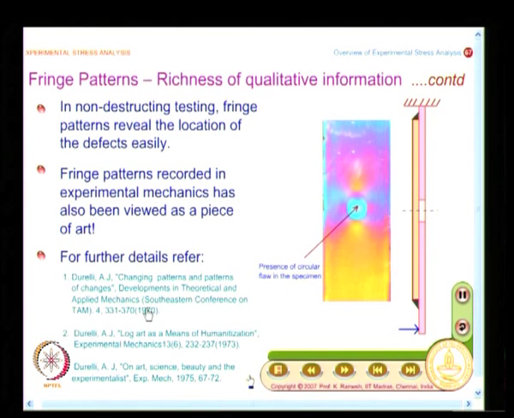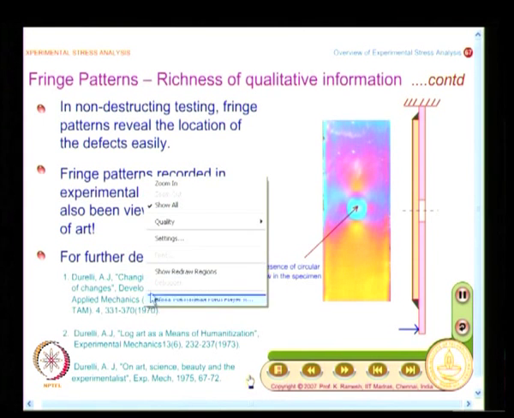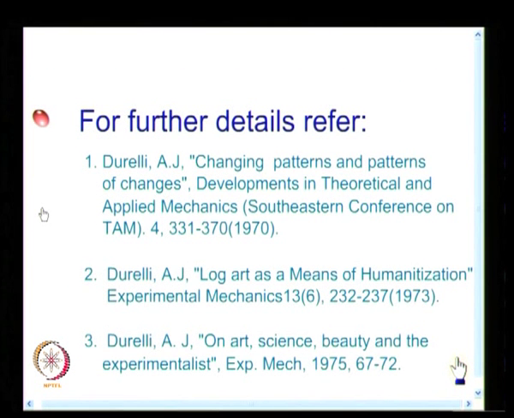So, on the other hand, if I have a technique which can reveal those flaws which are going to give you problems, they will be detected as well, and that is good. And I have also emphasized in one of the classes that people have also looked at all these fringe patterns as pieces of art. In fact, Professor Durelli has made significant contributions in looking at fringe patterns like this.